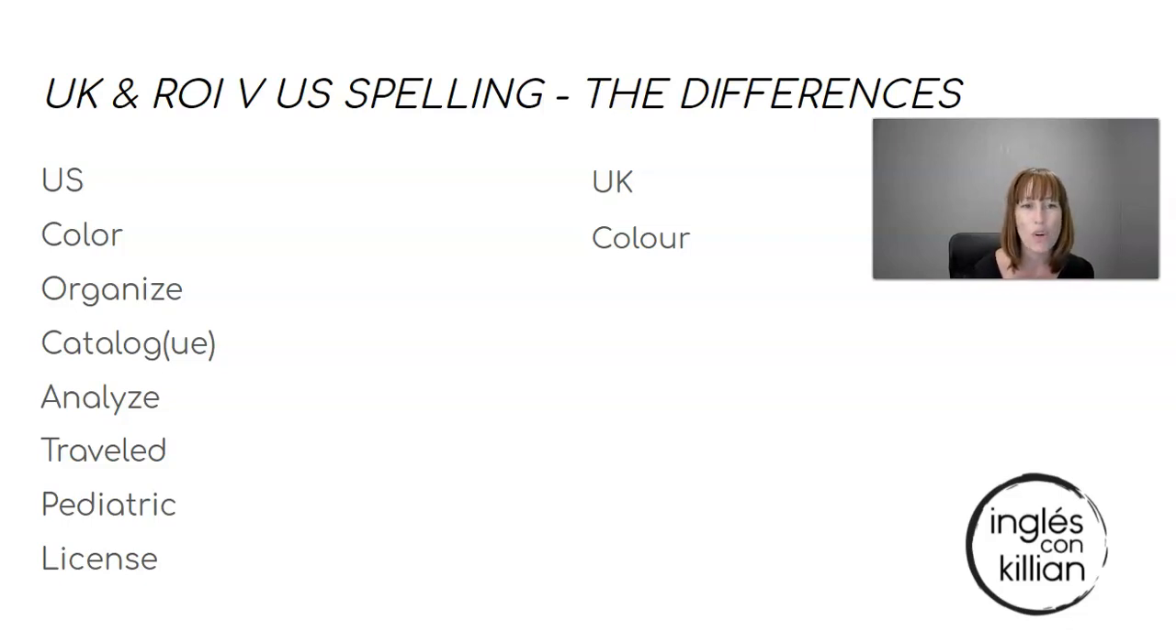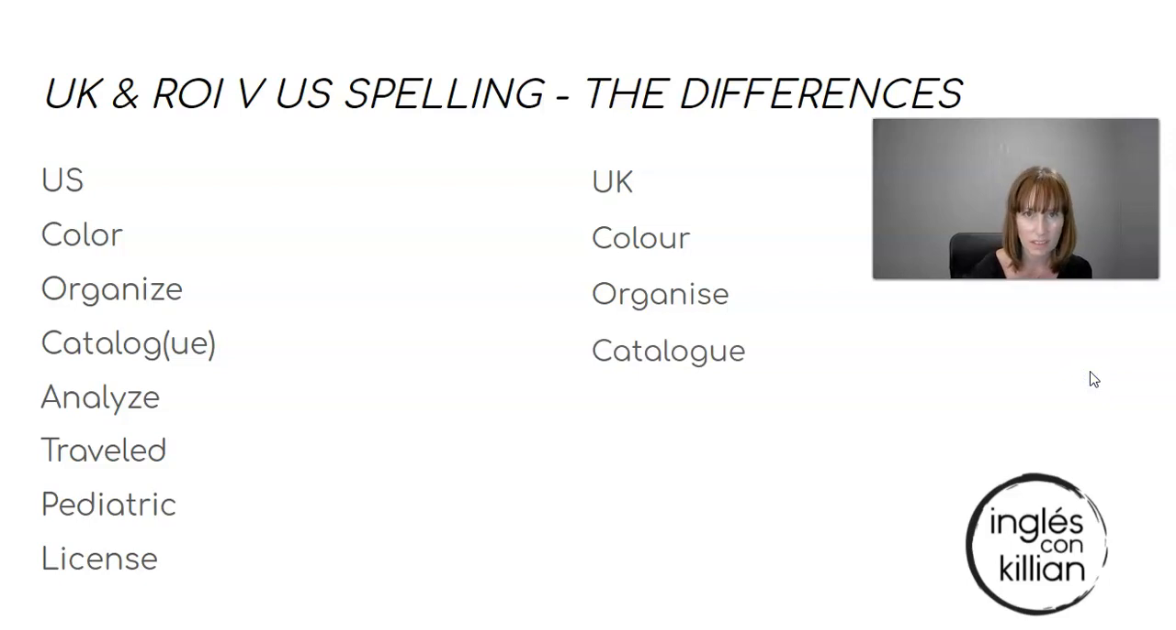Okay, let's move on. Organize in the US is spelled with an S. In the UK, organise, pronunciation is the same. You can also spell it with a Z in the UK, as far as I can tell. Catalog. In the US, you can spell it with the UE or without. Pronunciation is the same. Catalog, catalogue.